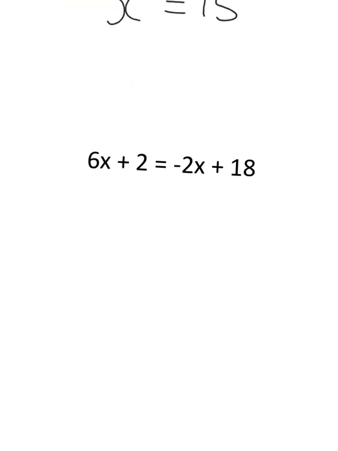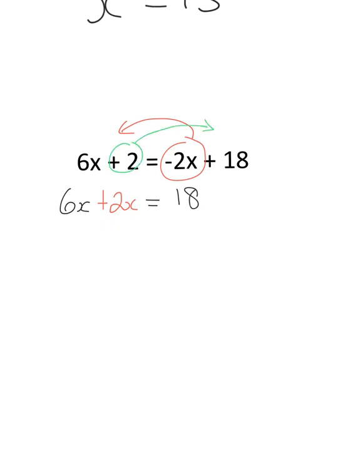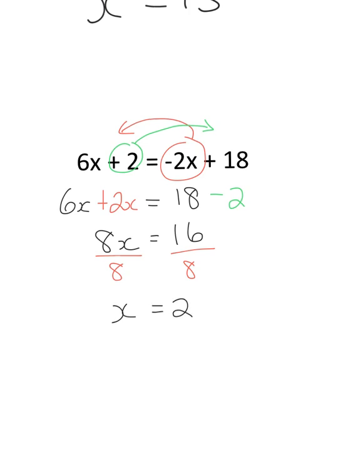Let's try this one. Letter C, if you're following along. So I'm going to leave my 6x on the left, and this negative 2x comes over. Since it was negative on the right, it's going to become positive on the left. I'm going to leave my 18, and I'm going to move this positive 2 to the right. Since it was positive on the left, it's negative on the right. Now, collect your like terms. This gives me 8x, and this one gives me 16 on the right. And again, divide out that coefficient, the number in front of the x, and we're left with x equals 2.